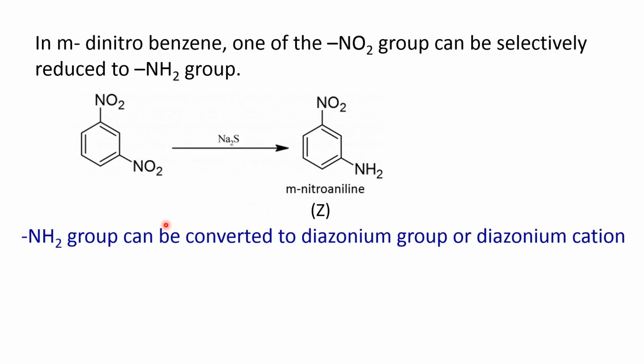Now, this amino group can be converted to a diazonium group or diazonium cation. How?